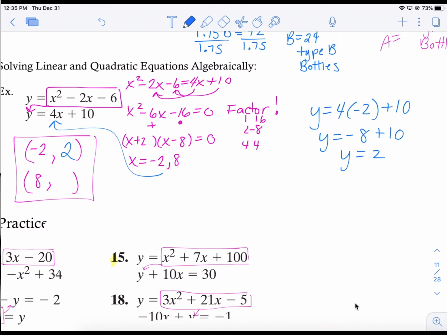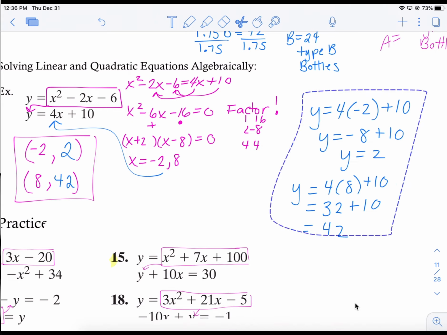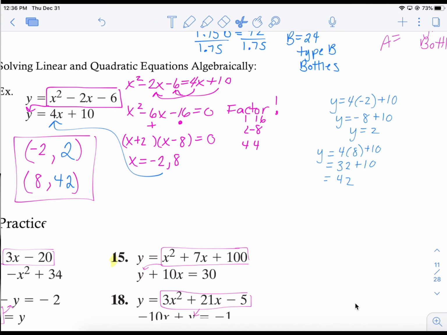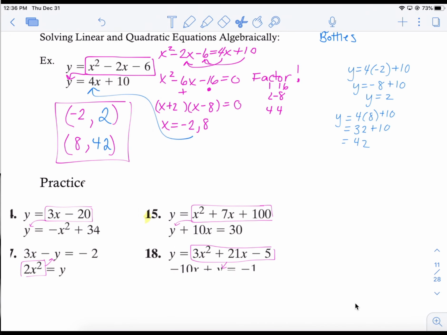Second one: y equals 4 times 8 plus 10. 4 times 8 gives me 32, plus 10 gives me 42. So 42 goes with the 8. Because I had two x's, I have to plug them in to get their two matching y values. If you need to pause that screen for just a second, go ahead and copy what you need.